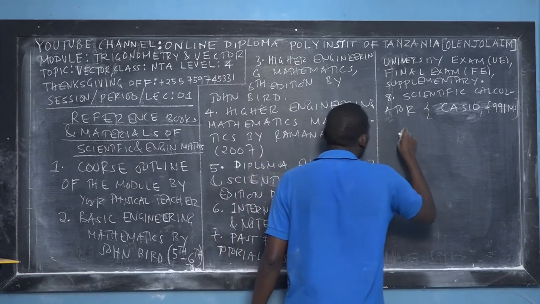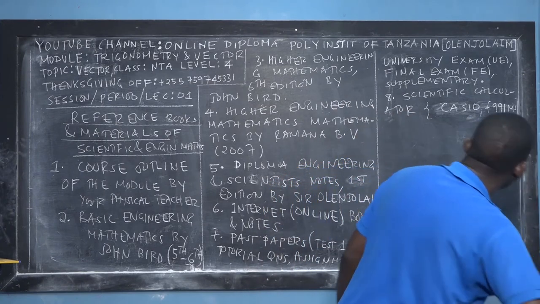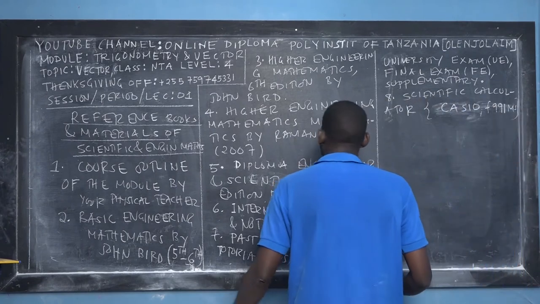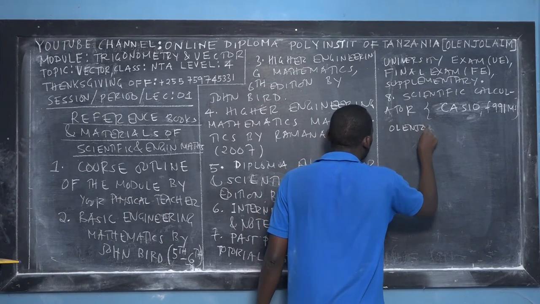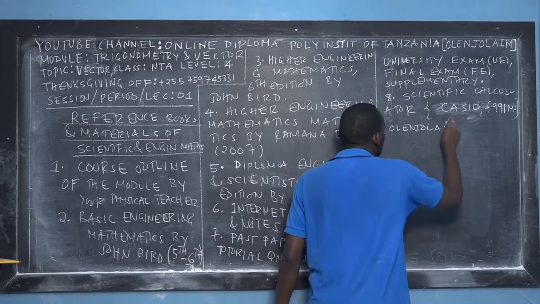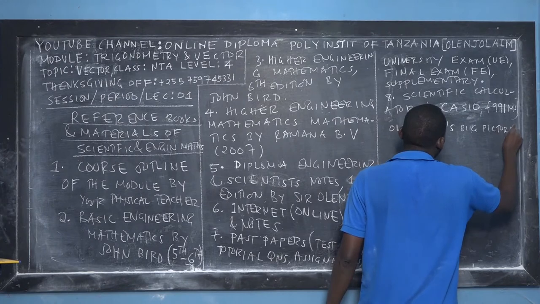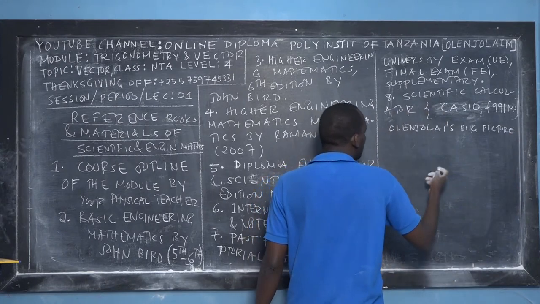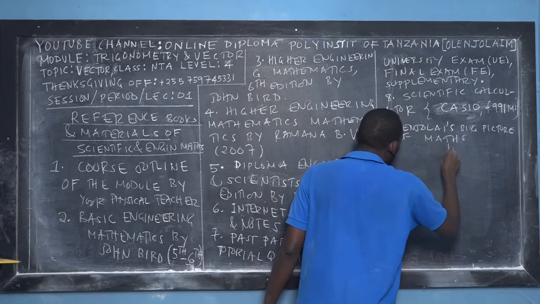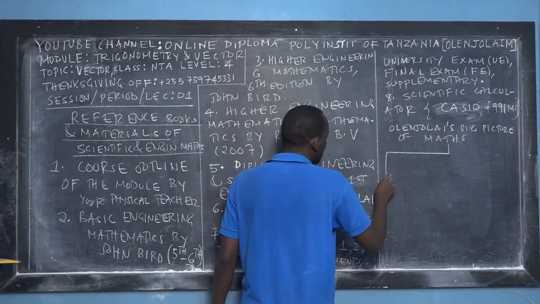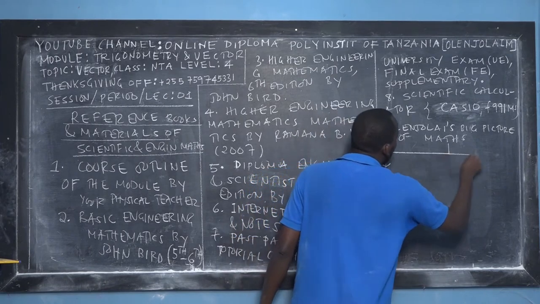Then I would like to share with you the second thing: Olenjolai's big picture. I need much space. This is my big picture in mathematics. How do I view mathematics? The big picture of maths. You can call it mathematics or maths. So this is my big picture, you see? In mathematics, I can break mathematics into two branches, and these are the two branches.